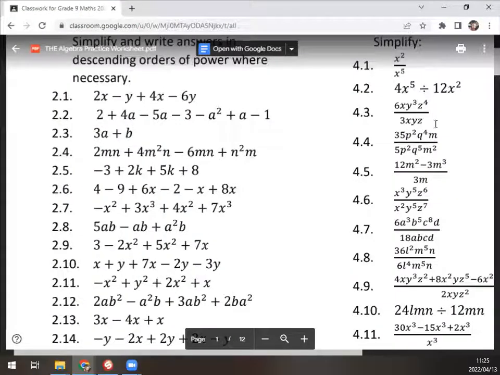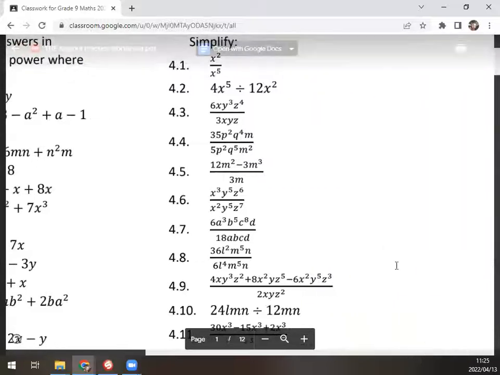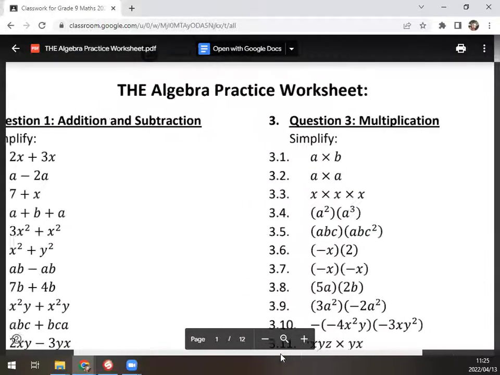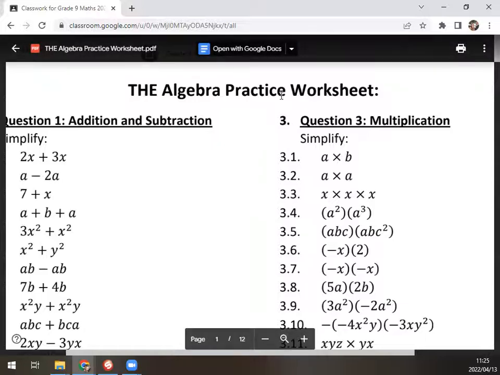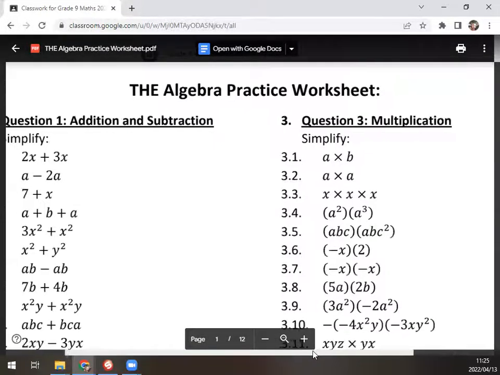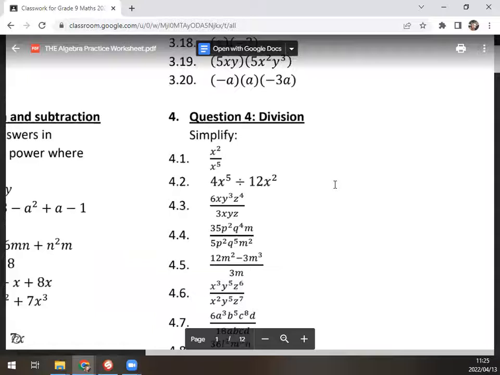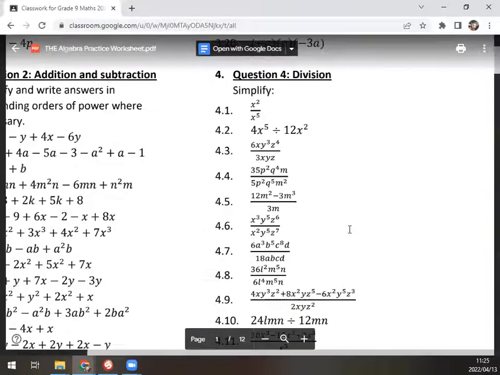So guys, this worksheet is on Google Classroom already. It's the one that I posted a while ago, the algebra practice worksheet. I'll show you now where to find it. You are going to be doing question 4, which is division. You're not going to be doing all of them. I would like you to do 4.1 to 4.7. So just write algebra practice worksheet 4.1 to 4.7. And that multiple term thing actually doesn't come up in those questions.